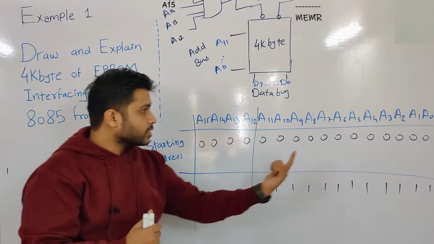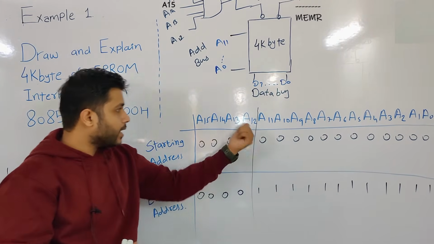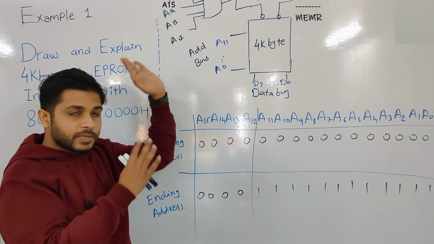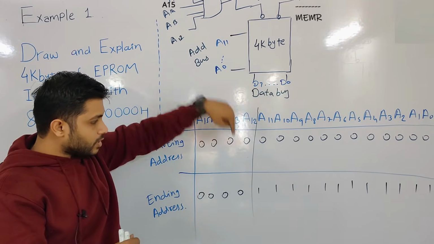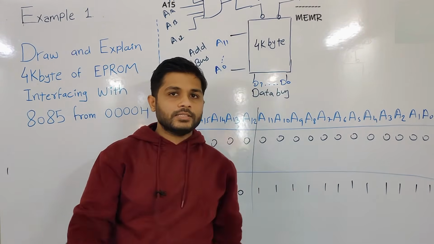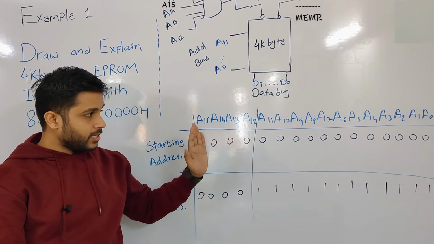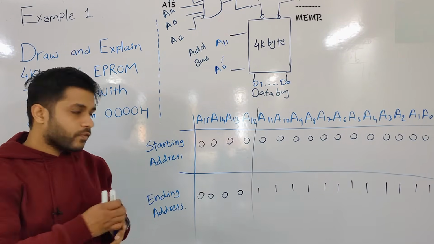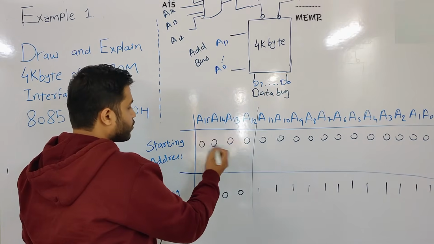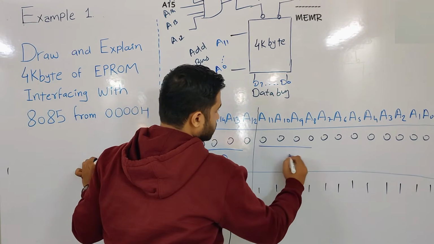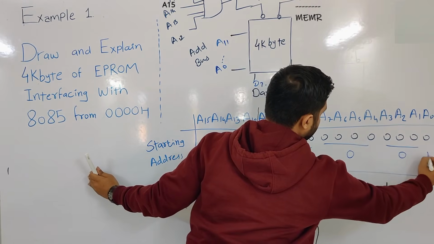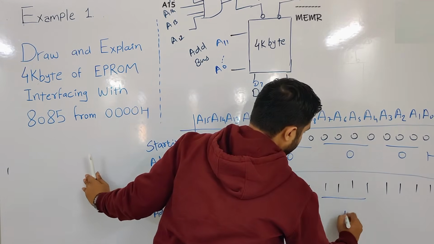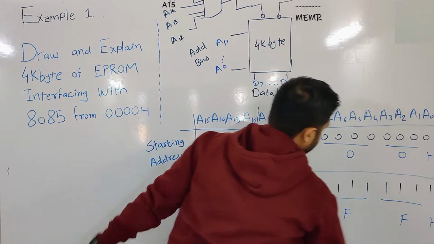For the last location, the microprocessor will send A0 to A11 as 1 and A12 to A15 as 0. When A12 to A15 is 0, the chip is still selected, and A0 to A11 being 1 means the last location in the memory will be selected. Now this memory map is in binary form. We have to represent it in hexadecimal form. So what will be the starting address? 0000H. For the ending address, 0FFFH.